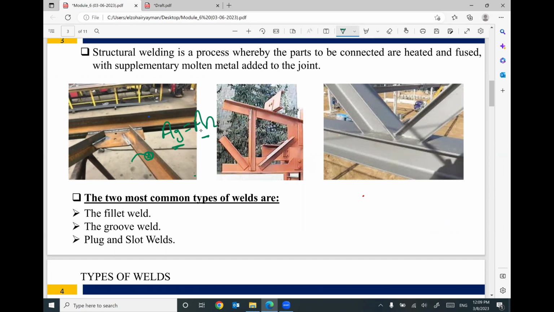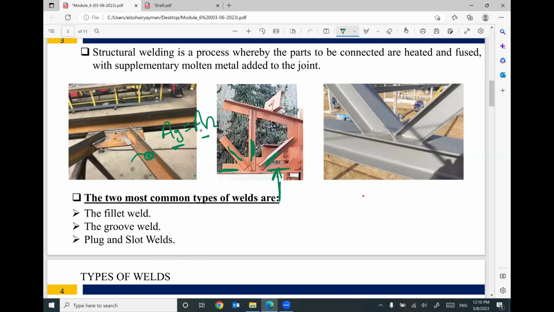So if you look at this truss, we have a member, another member, another member, all of them connected together by a gusset plate, and each connection is called a welded connection.